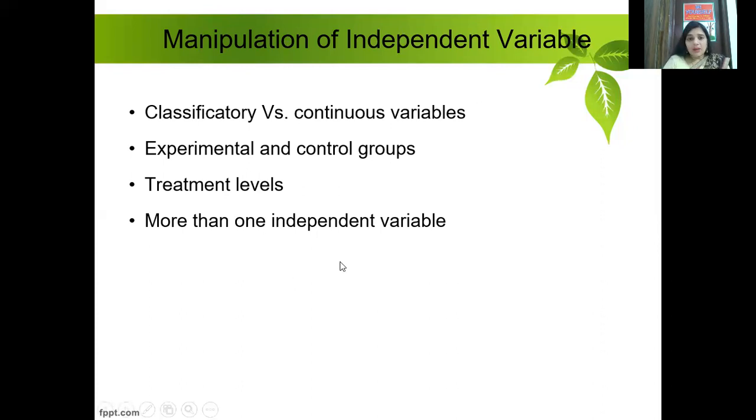Can there be more than one independent variable? Yes, any study can have more than one independent variable, but the dependent variable would always be one. There is no study, at least in one experiment, where more than one dependent variable would be there, but you can have multiple independent variables over there.